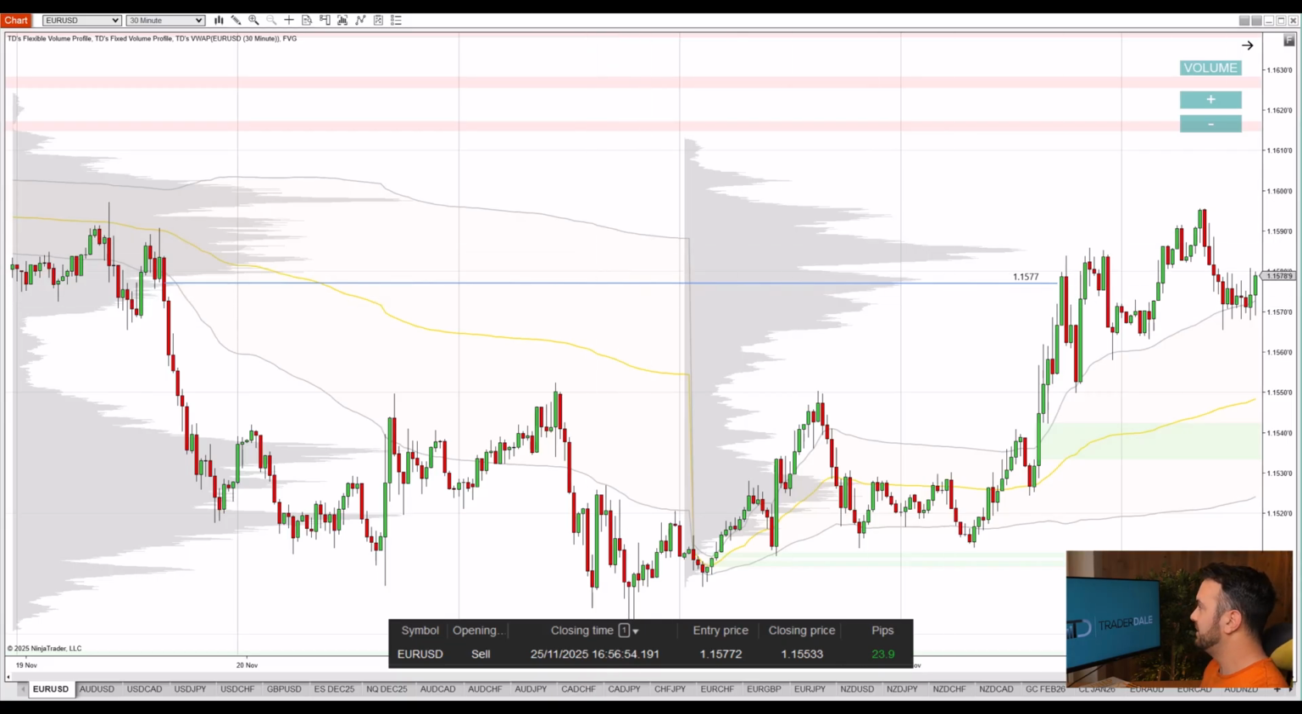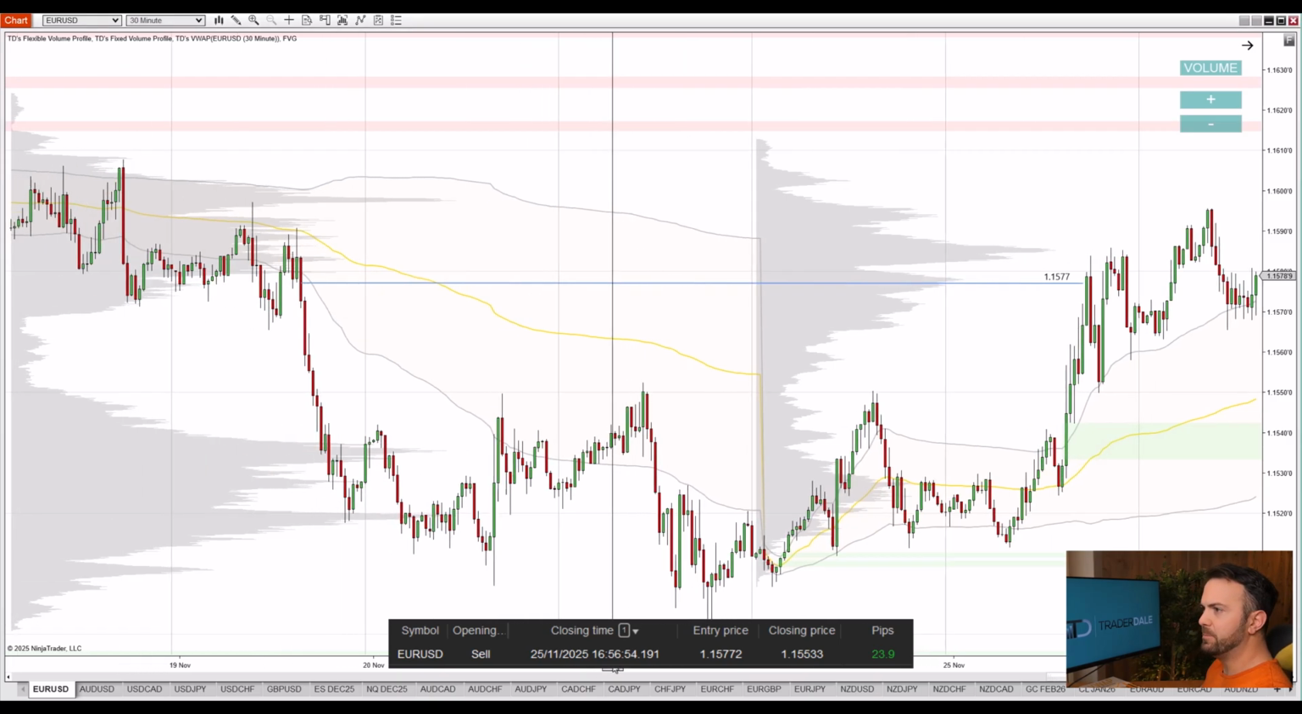And on the chart you can see the NinjaTrader 8 platform, and this is a 30-minute chart of the euro dollar. And the trade that I want to talk about here is this line, this resistance at 1577. It is a level from which I went short, and let me first talk about the trade entry. Alright, so let me zoom out a bit.